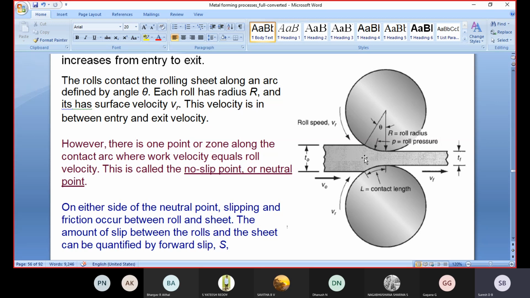Once suddenly compressed, some amount of load or force or energy is stored in that compressed material. Once the rolled component moves in between the two rollers, the stored energy is suddenly released. In that time, it is very difficult to maintain good surface finish.